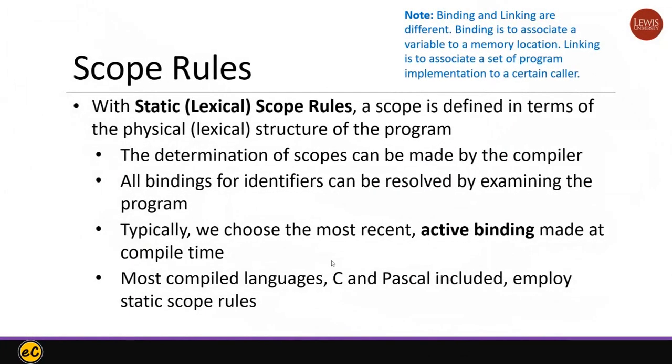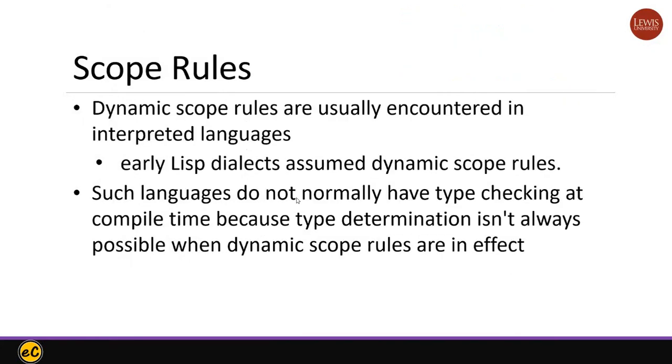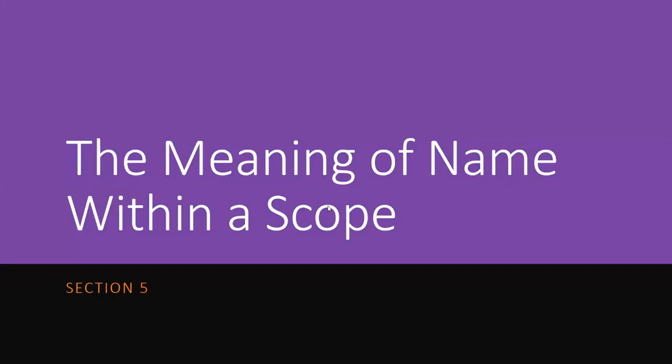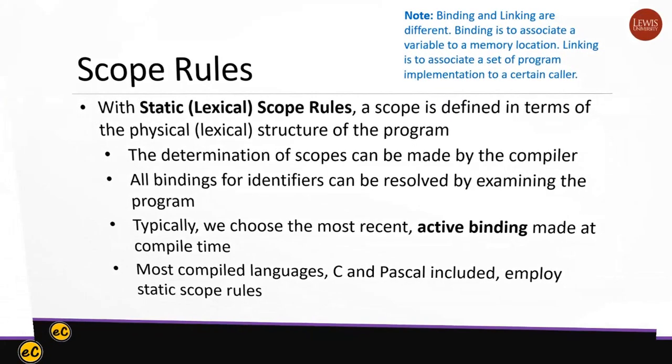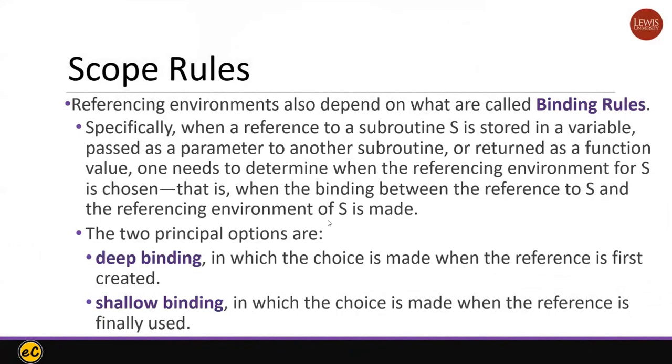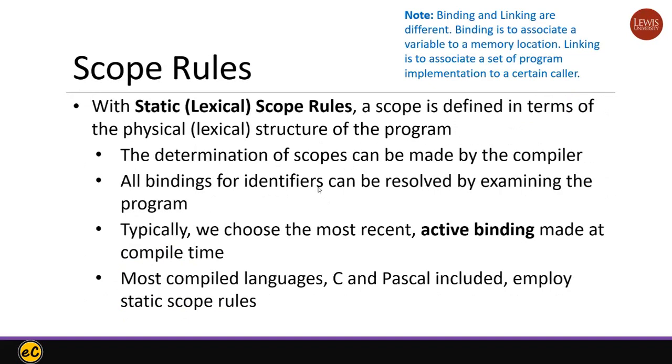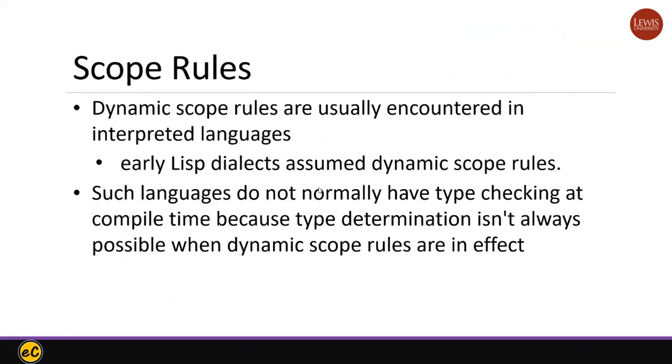Okay, let's try to look at deep binding. Dynamic scope. Let's see. I don't have the example for deep binding. Deep binding is the choice made when the reference is first created. This one I think I need to have some example. Here I don't have an example. Sorry.